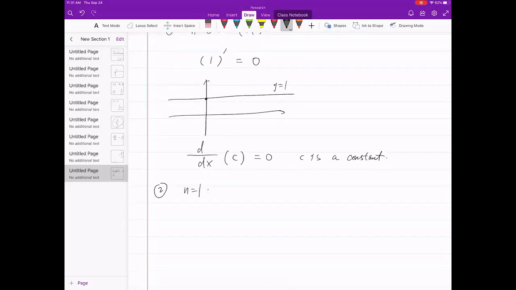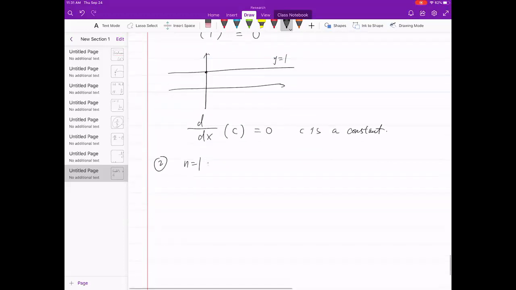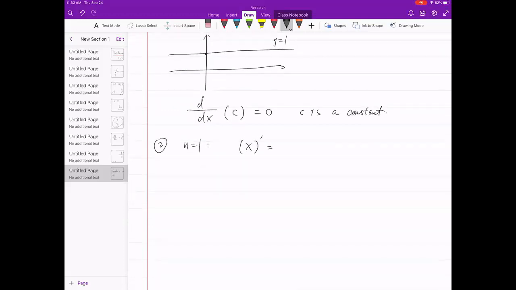Number two, what if n equals 1? What's the derivative of x prime? Well, this is x. You asked me the changing rate, right? It's the same as the slope of the tangent line. Still okay? What is the tangent line of this line? That's the same line.